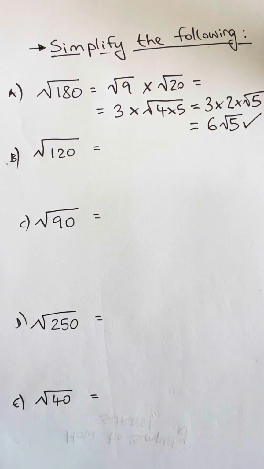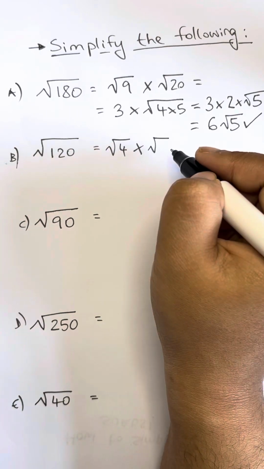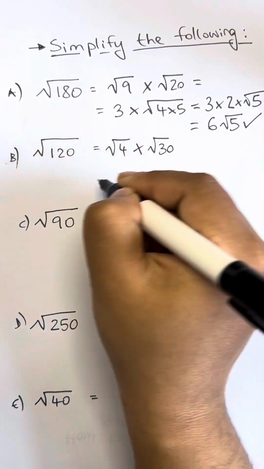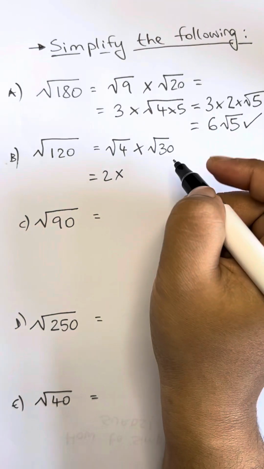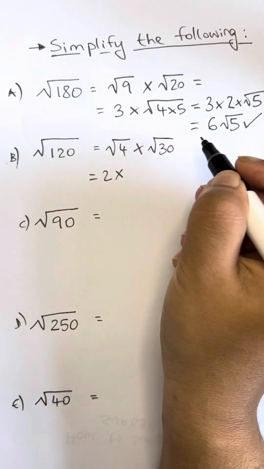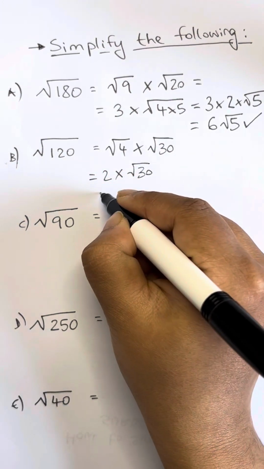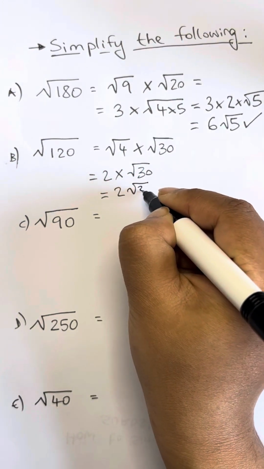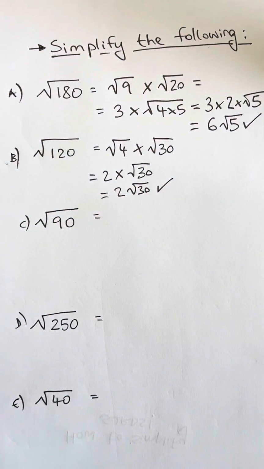Square root of 120. Again, think about the biggest square factor. I can think of 4, so square root of 4 times what? 30. So root 4, that's 2, times root 30, which can't be simplified. So your final answer is 2 root 30.